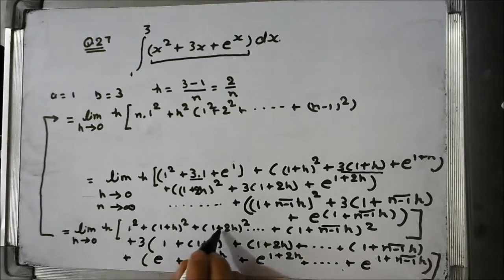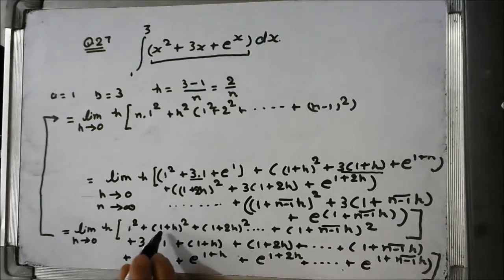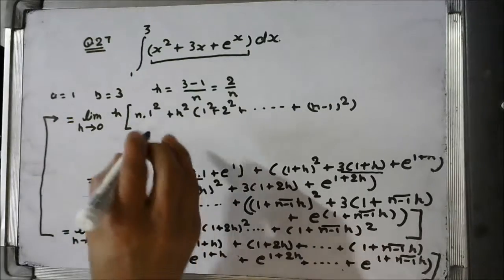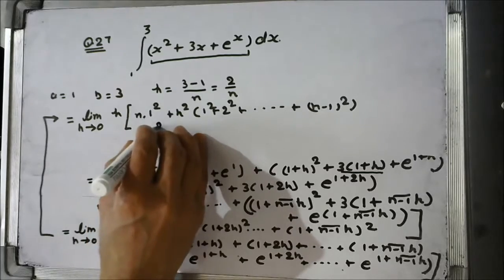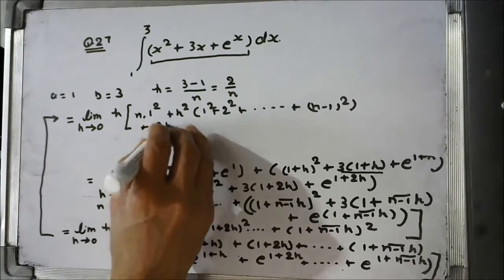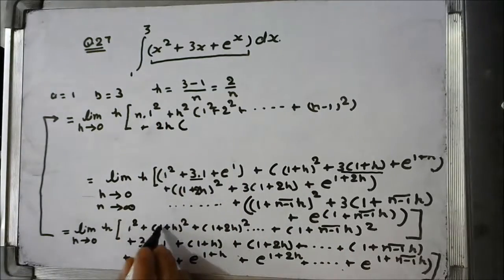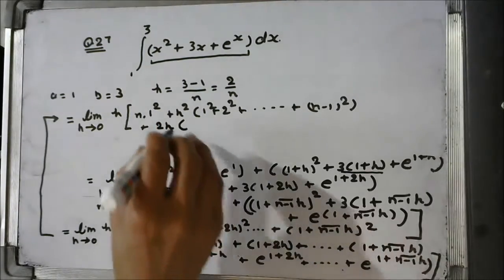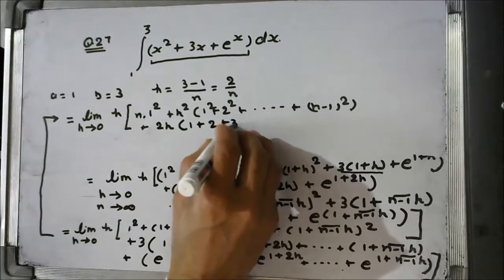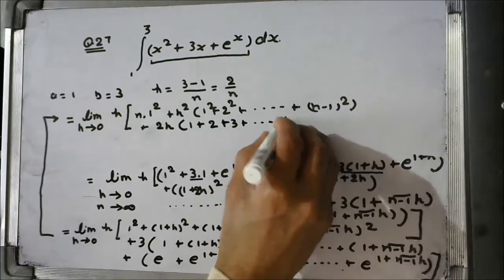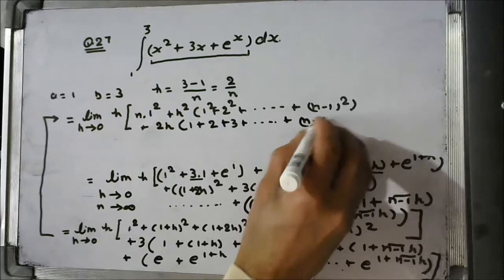Now, in each of these brackets, there will be the 2ab term of the whole square identity, and you can easily identify that there will be 2h common in each of those terms, and we will have 1 plus 2 plus 3 up to n minus 1.